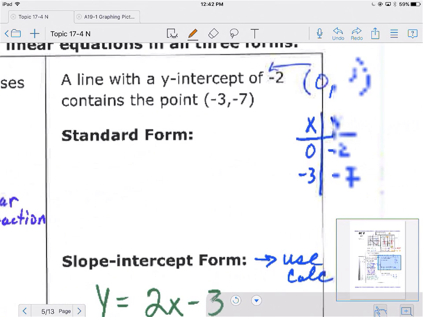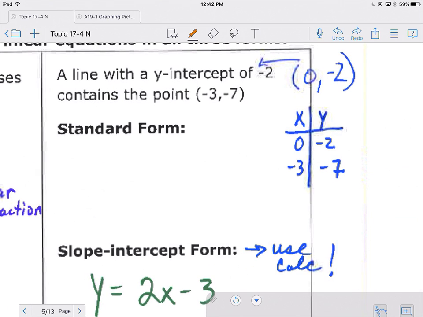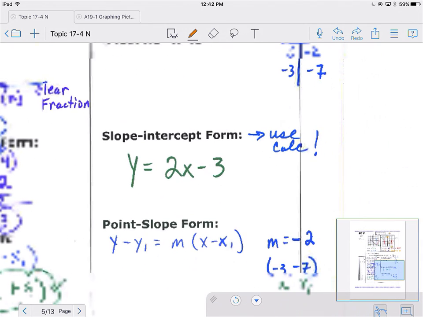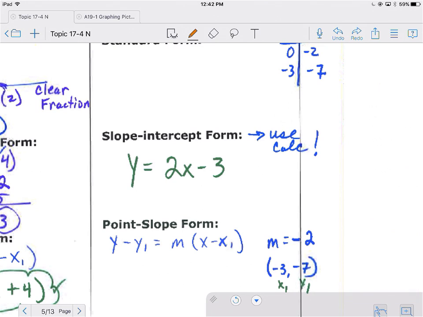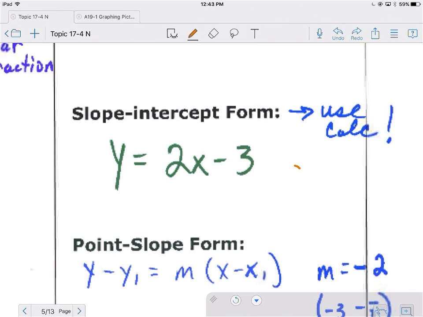So let's look at this example. They tell me a line that has a y-intercept of -2, so that's the point (0, -2), also contains the point (-3, -7). So the first thing we can do is use the calculator to figure out what to plug in, because I have 2 points. I would take those 2 points and put them in stat edit, and it would tell me A is 2 and B is -3, and that's how I get slope-intercept form. So this is from stat calc 4.